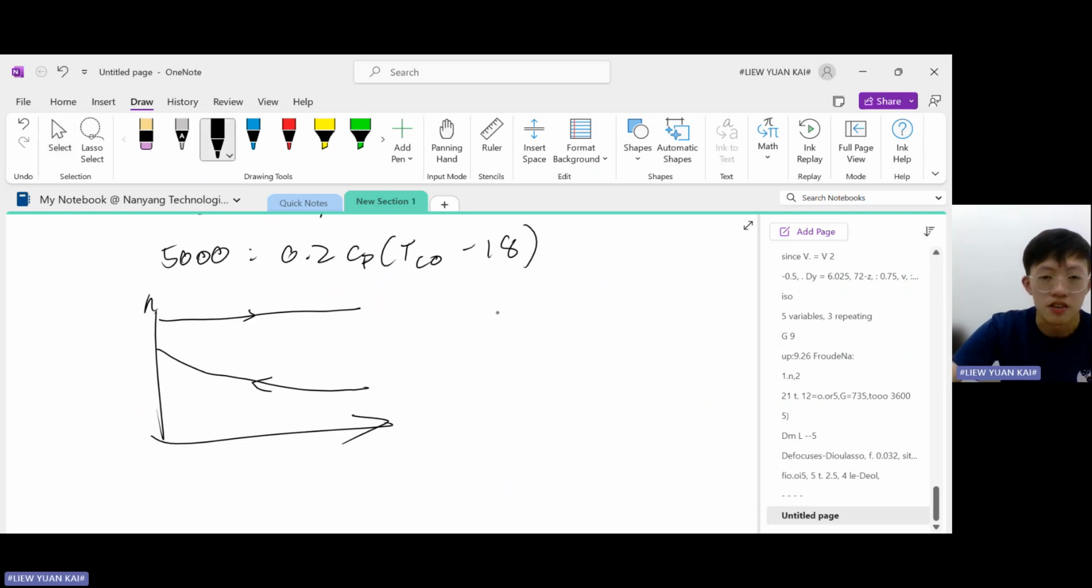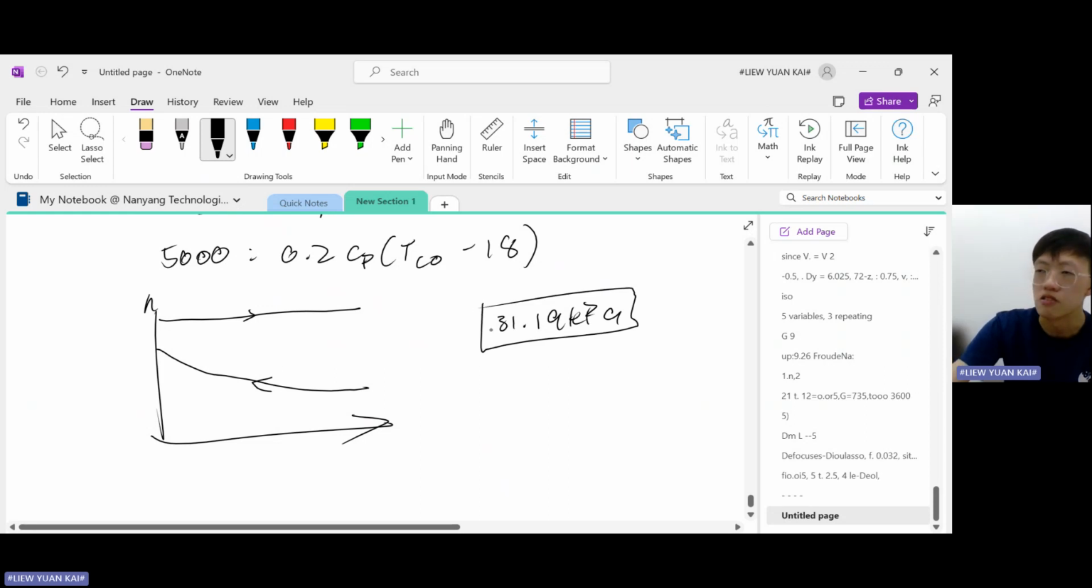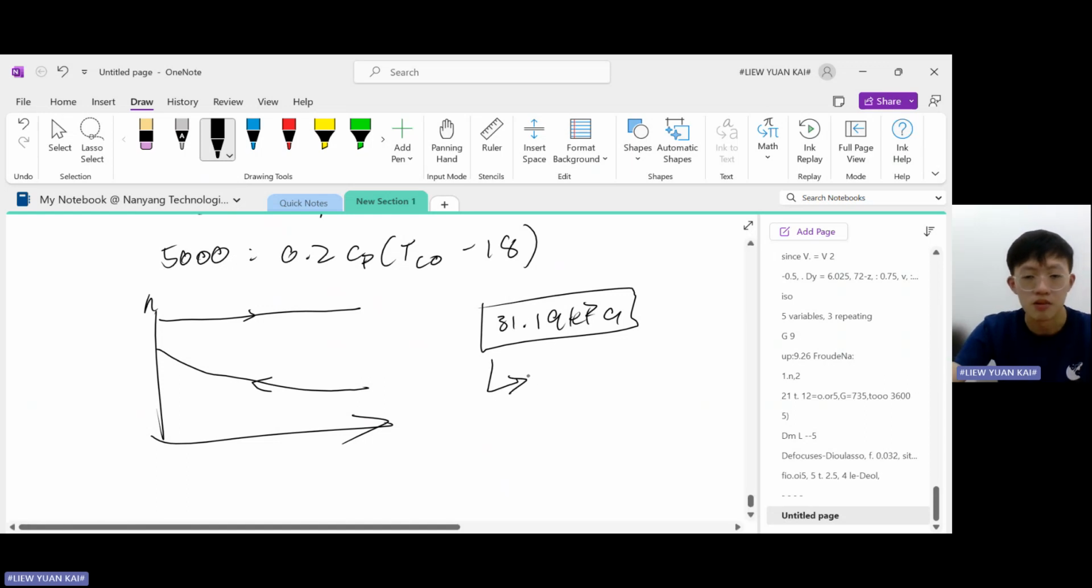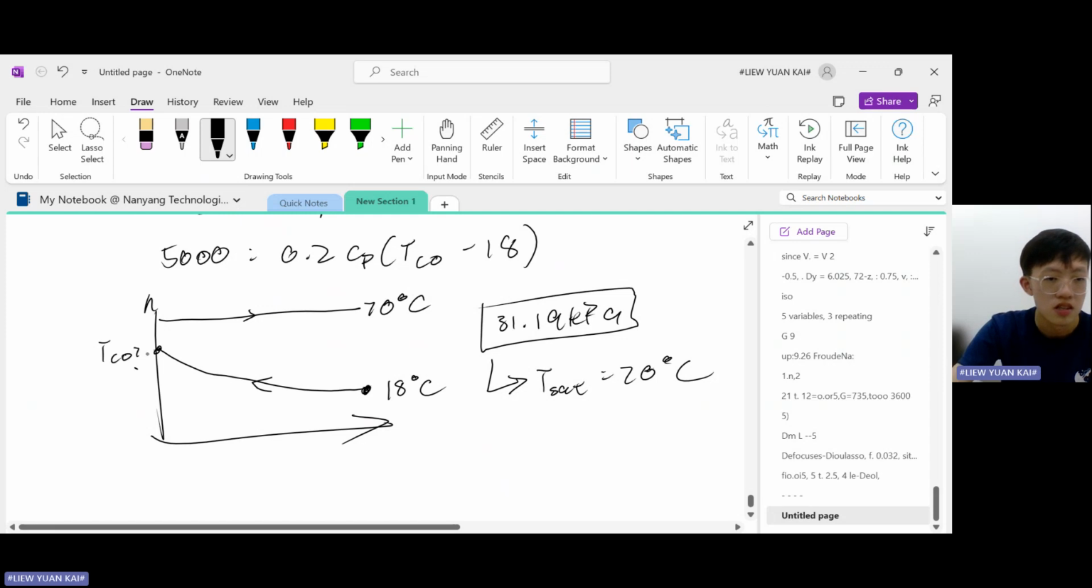So they told us that the saturated steam has a saturation pressure of 31.19 kilopascals. So if you go to the property tables, you look up saturated water and you look at the saturation pressure column, you will exactly see 31.19. And this will correspond, if you look at the table, to a saturation temperature of 70 degrees Celsius. So this is the temperature of steam, right? And then here, the inlet is at a temperature of 18 degrees Celsius. Okay, and we want to know what this TCO is. We do not know what TCO is. We know this is also 70 degrees Celsius because this is a horizontal line.